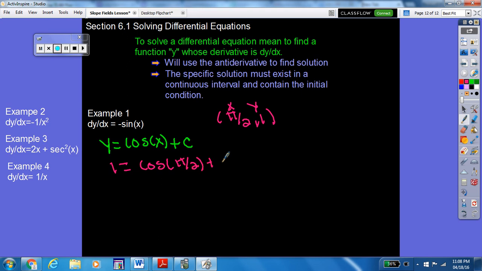If you recall from the unit circle, the cosine of pi halves is simply 0. So we get that 1 equals c. So what you had before is your general solution. Your specific solution would be y equals cosine of x plus 1.